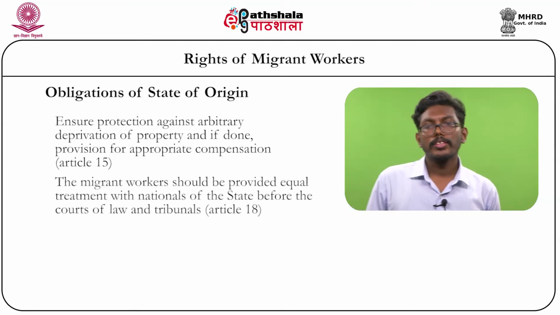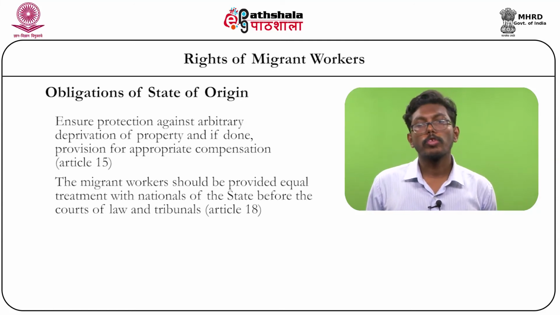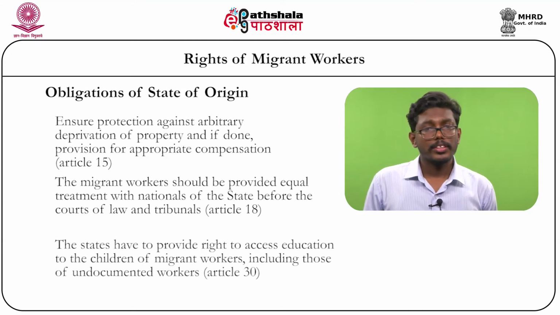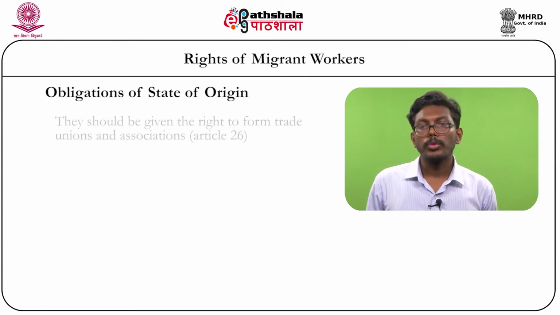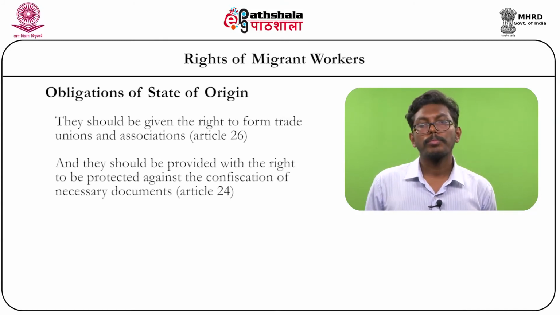The migrant workers should be provided equal treatment with the nationals before the courts, laws and tribunals. It is provided in Article 18. The states have to provide the right of access to education to their children. They should be given the right to form trade unions, and they should be provided with the right to be protected against the confiscation of necessary documents. This is in Article 24.